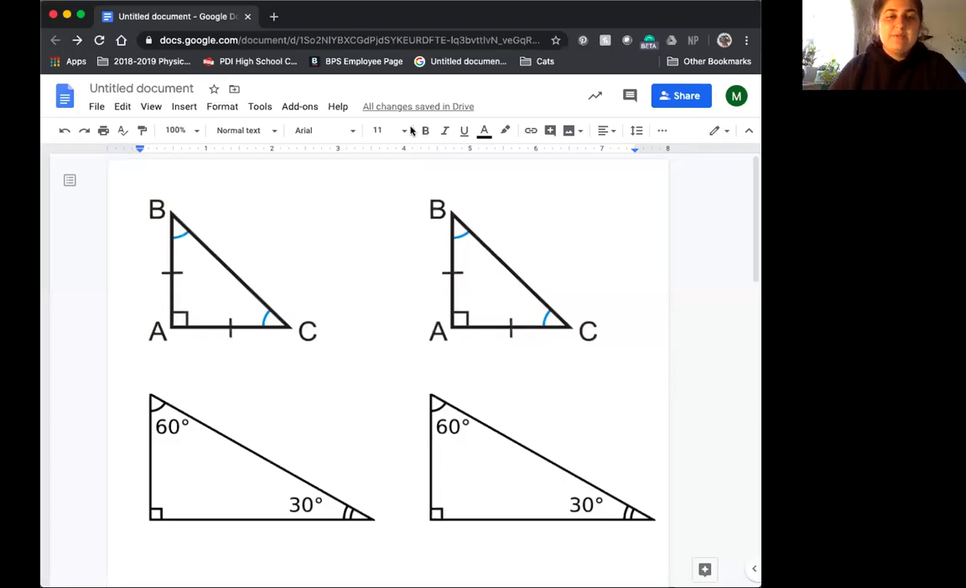Okay, so we've learned about special right triangles, and I think it's really important that we review them before we start talking about the unit circle.